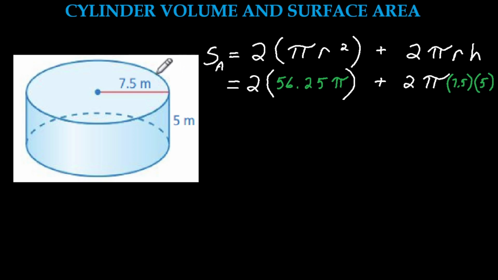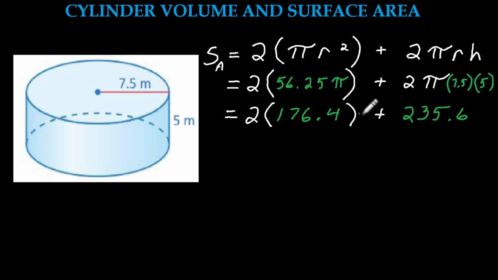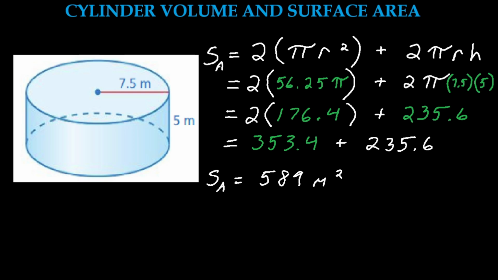So substituting in our values, the radius is 7.5, 7.5 squared is 56.25. So further simplifying, 56.25 pi is 176.4. And to that we're adding 2 times 5 is 10 times 7.5 is 75. 75 pi equals approximately 235.6. And then I'm going to multiply 2 times 176 equals 353.4. And then the surface area is simply the total, which is approximately 589 meters squared.